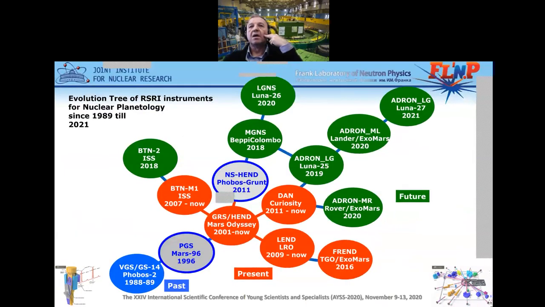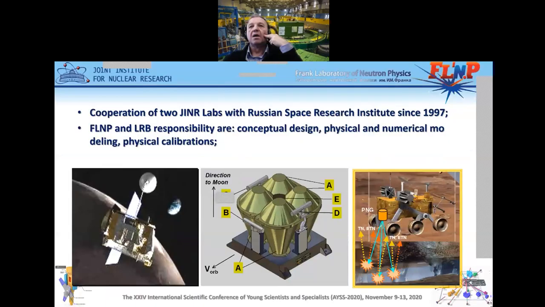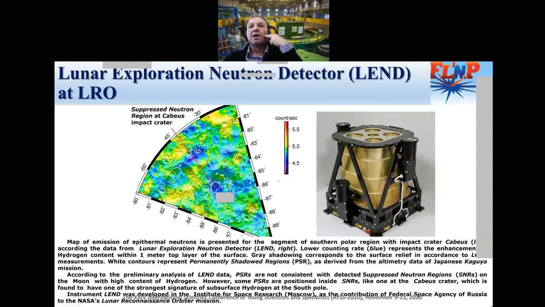For the very end, I will briefly inform you about our cooperation with the Russian Space Research Institute in the construction of instruments, neutron and gamma detectors, for spacecraft. It's a very exciting field of activity. We have been cooperating for more than 20 years. Two laboratories of JINR are participating, our laboratory and the laboratory of radiation biology. And we have instruments operating on Martian orbit and lunar orbit.